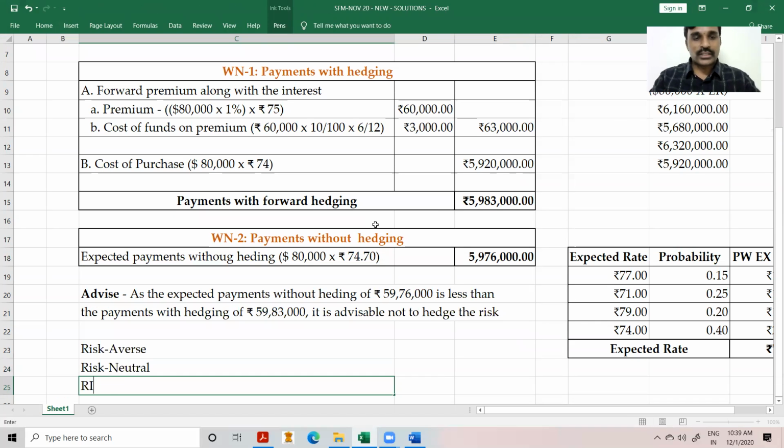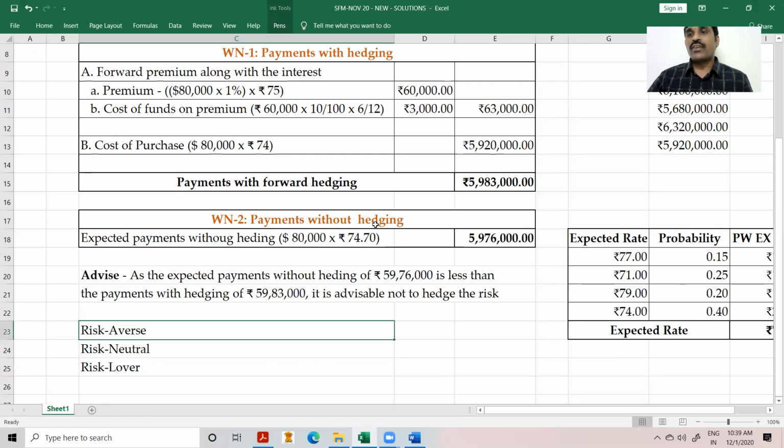There are three types of investors: risk averse, risk neutral, and risk lover. Risk averse investors will avoid the risk. They don't want to bear the risk. Risk neutral investors, if they get a benefit, will take the risk. If they don't get a benefit, they will not take the risk.